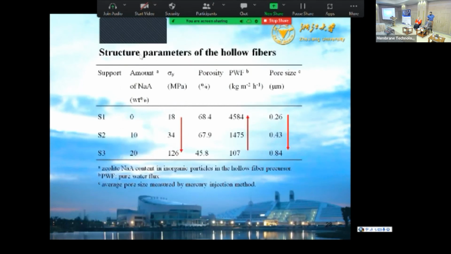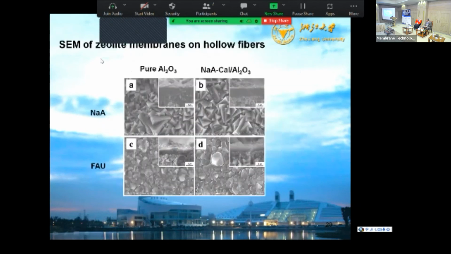This table shows the structural parameters of the hollow fibers. With the increase of the sodium A content, the pore size increased slightly, the pure water flux decreased, and the mechanical strength increased. And this slide shows we can obtain uniform and continuous zeolite A and faujasite membranes on both supports of pure alumina and sodium A cal alumina.